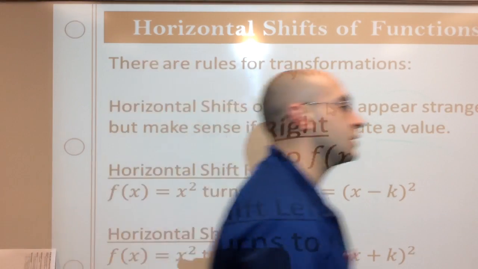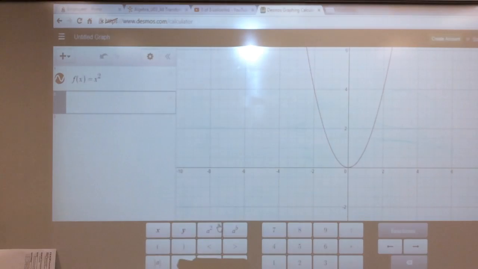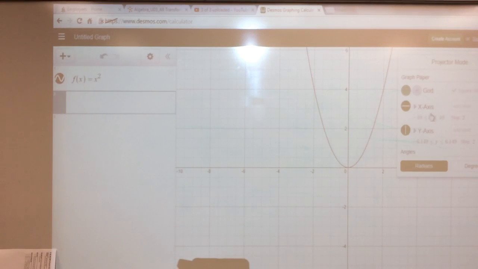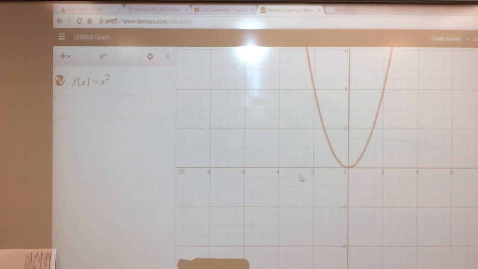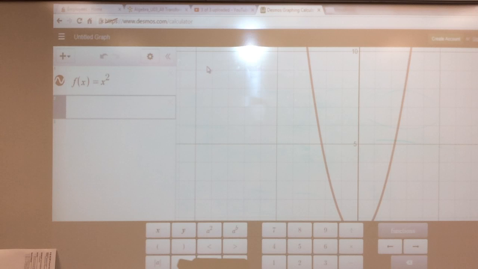Now let's go to Desmos and try a couple of these out. Hopefully you can see that. No, you can't. Let's do this. Okay, all right. Here is the parent function, f of x equals x squared. Let's say I want to shift it left 4 units. Left 4 units is going to give me (x plus 4) squared.